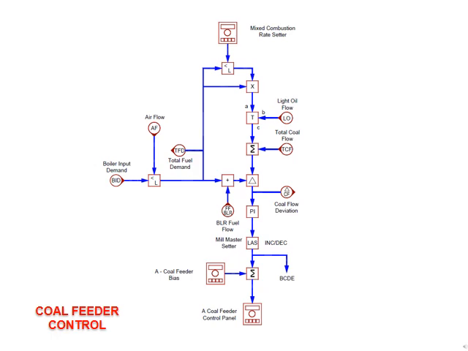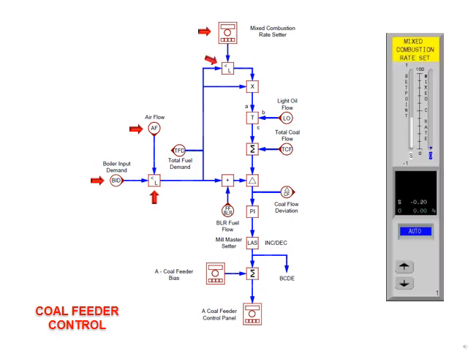Now this is the coal feeder control diagram. The boiler input demand and the airflow are sent to the low signal selector. The lower signal is selected and used as the total fuel demand. This total fuel demand and the set value of mixed combustion rate are sent to another low signal selector. The mixed rate combustion setter allows the operator to set the ratio of coal and fuel oil.